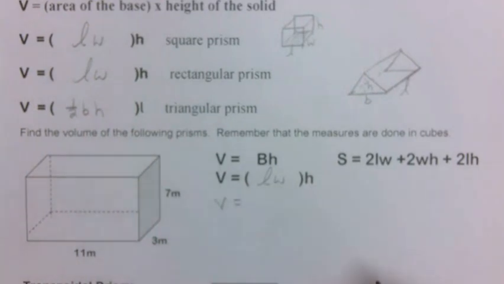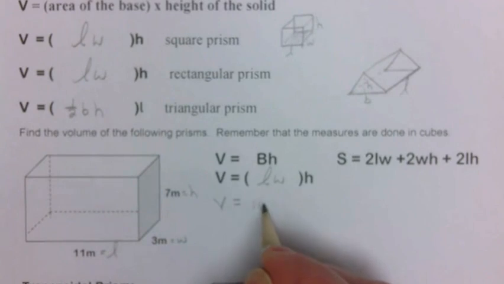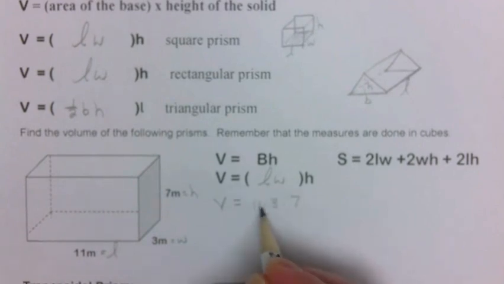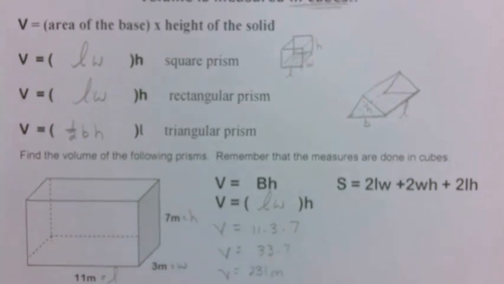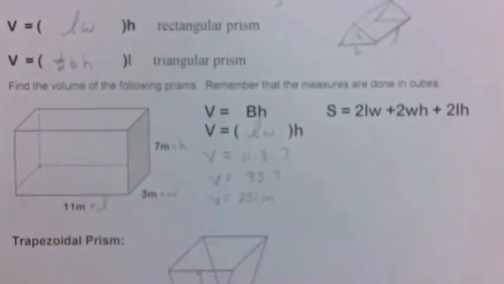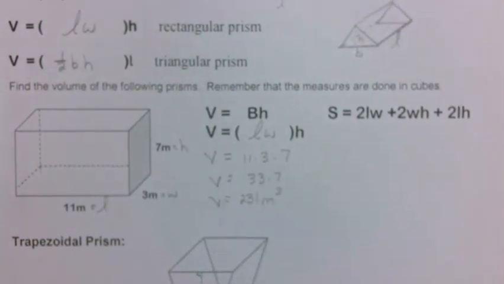So V equals, okay, well, I can call 11 meters the length, 3 meters the width, and 7 meters the height. All I need to do then is 11 times 3 times 7, the length times the width times the height. Okay, multiplying here, 11 times 3, that's going to be 33. And then I just have to do 33 times 7, which is going to equal 231. Now the units are meters, and back up here we said it's measured in cubes, so it's going to be meters cubed, or meters to the third power. 231 cubic meters is the volume of that rectangular prism.